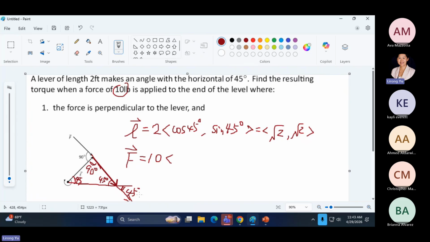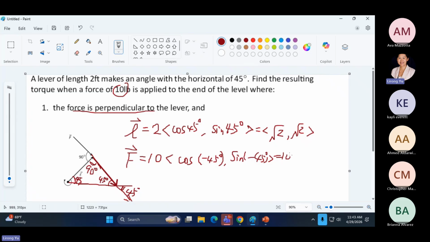Okay, so it would be 45 degrees below the horizontal axis. So we can call that negative 45 degrees. So it would be cosine negative 45, and then sine negative 45. That's the angle between the force and the horizontal axis, since it's 90 to the lever. Right, we're getting ready for the calculation of the vector.